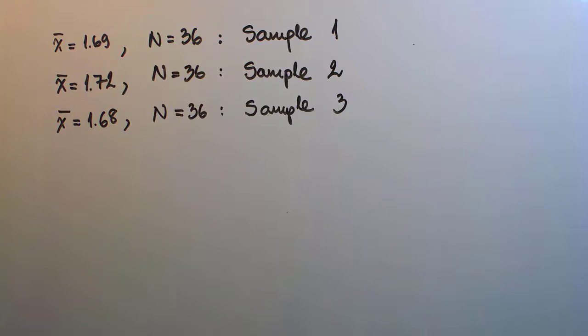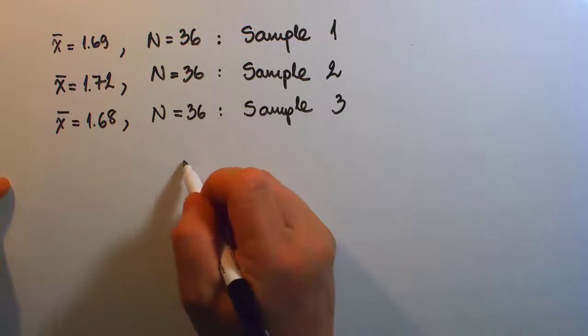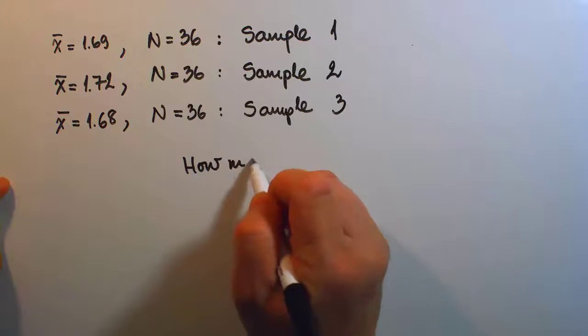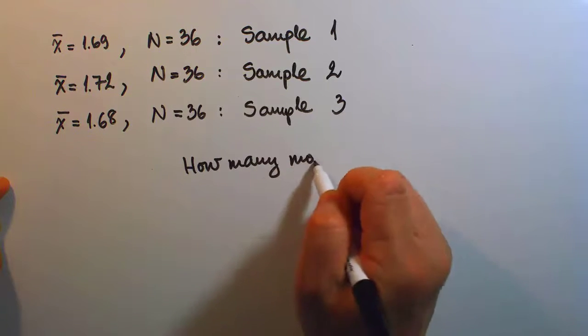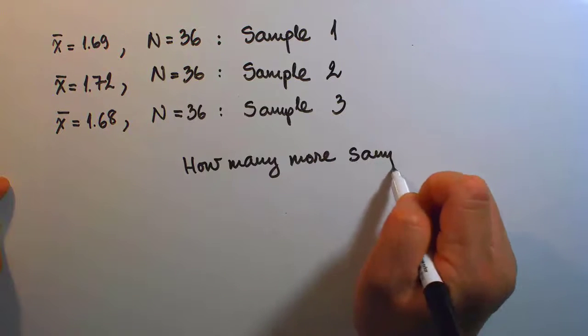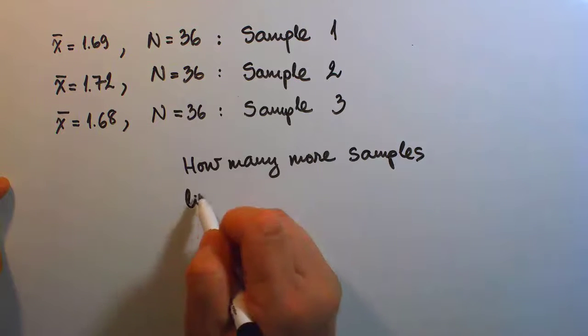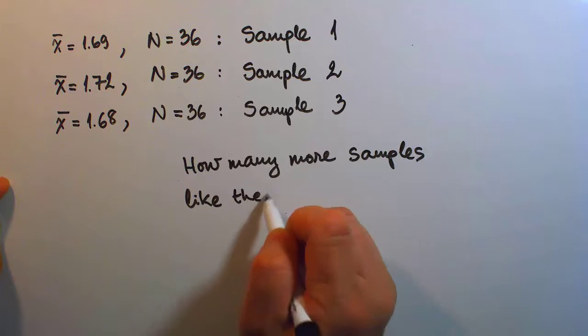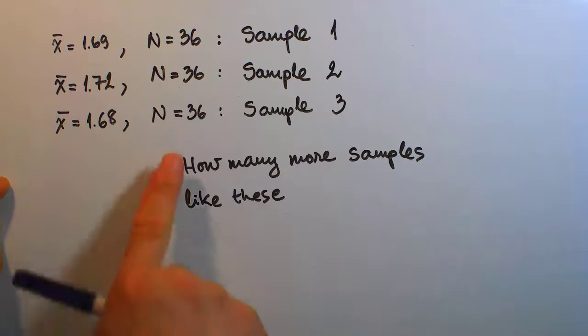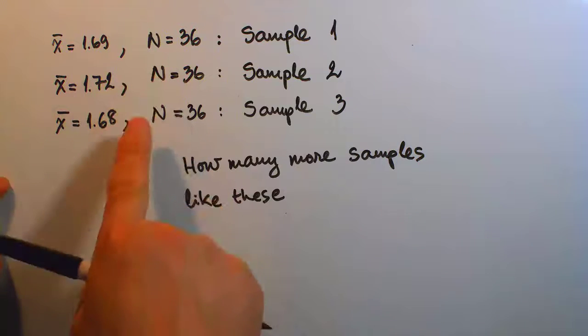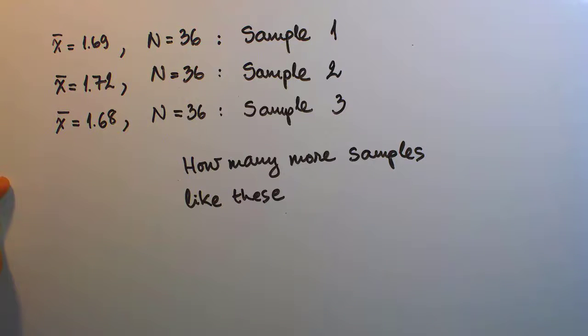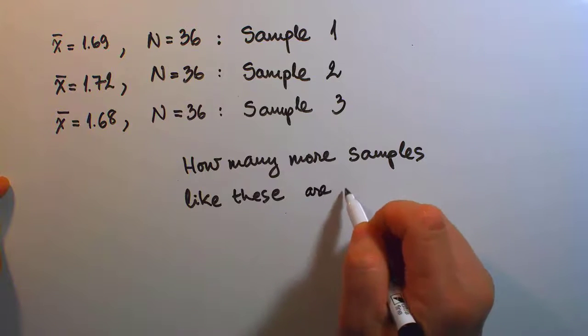So this is now what we're realizing. In this way, we're starting to question ourselves: how many more of these samples are there out there? And of course, when I say samples like these, I mean all the same, assuming they're all 36 prices in each sample. But how many more samples like these are there, or still out there?